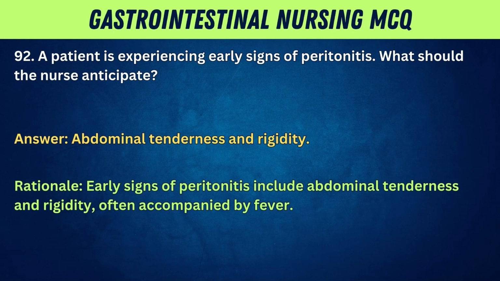Abdominal tenderness and rigidity. Rationale. Early signs of peritonitis include abdominal tenderness and rigidity, often accompanied by fever.